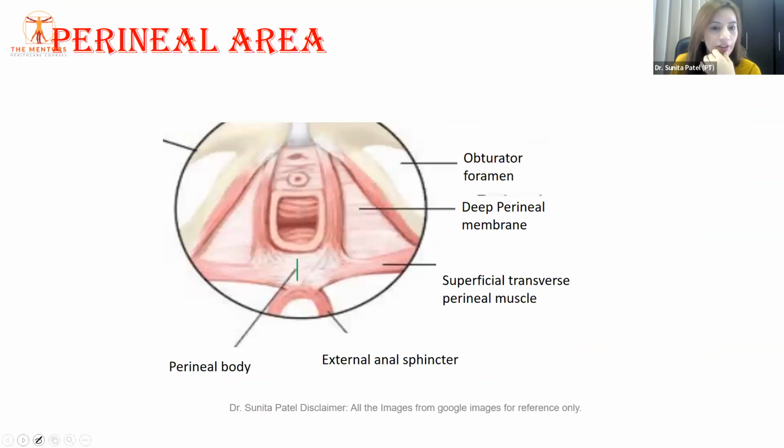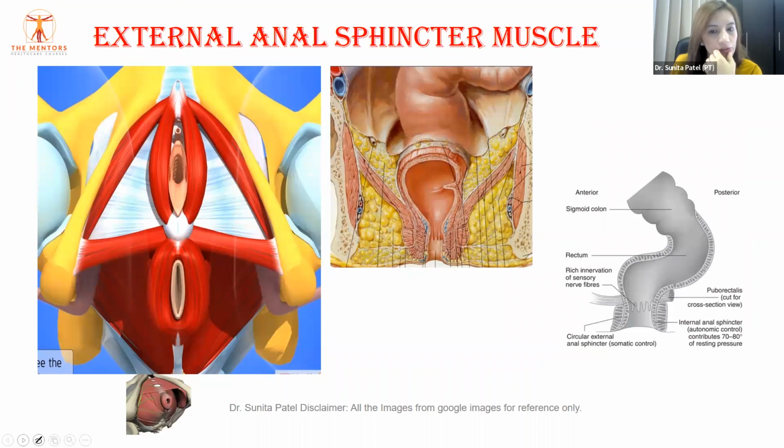Moving on, we understood the superficial layer. Now the pelvic floor, deeper layer and superficial layer. This is the superficial layer. You can see this upper triangle: bulbospongiosus, STP, IC, and downward the external anal sphincter. This is the anus. All the anus is going to come here. So this external sphincter is a very thick muscle.